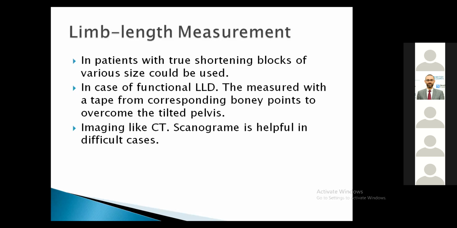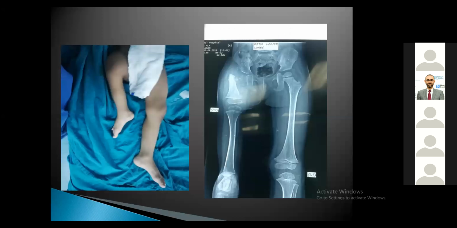Imaging like CT scanogram is helpful in difficult cases. This is a very difficult case. This is a case of proximal femoral focal deficiency, with a small head inside the joint. How to do lengthening? This is a very, very big problem.